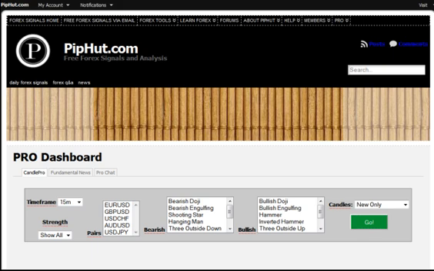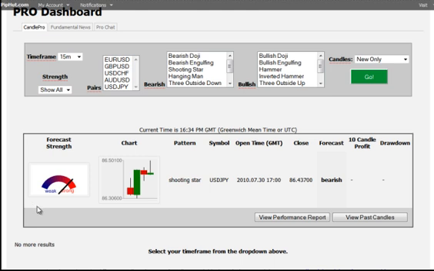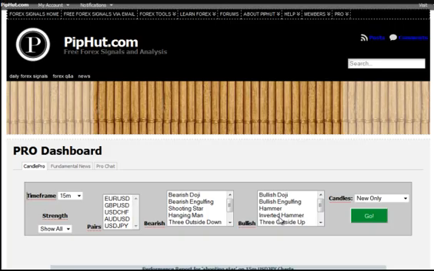And as we scroll down here, we'll see that the first signal that came up is a shooting star. Obviously we search for shooting stars, and it's got a pretty good forecast strength. Let's go ahead and click View Performance Report.